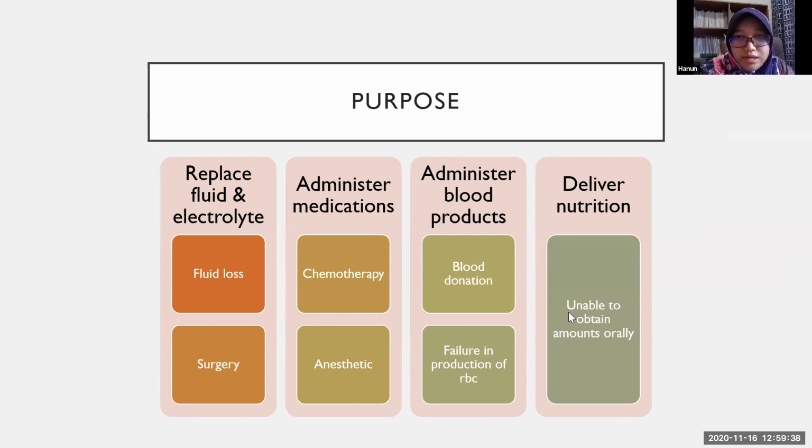Okay, the third one is to administer blood product. So this is donated blood from another individual. It can treat medical conditions such as shock or trauma, or also patients with failure in production of red blood cells, so that they improve the ability to carry oxygen. And then the last one is to deliver nutrition. Because sometimes this intravenous therapy can deliver some of the nutritional requirement for persons who are unable to obtain enough orally. Okay. Next.